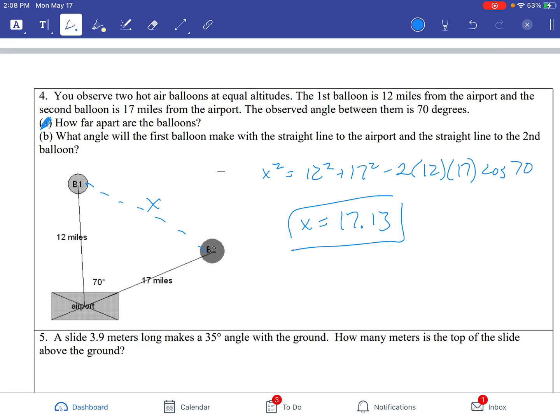So that's check off part A. Okay, next, for part B, what angle will the first balloon make with a straight line to the airport? So we want to know, what is this going to be?